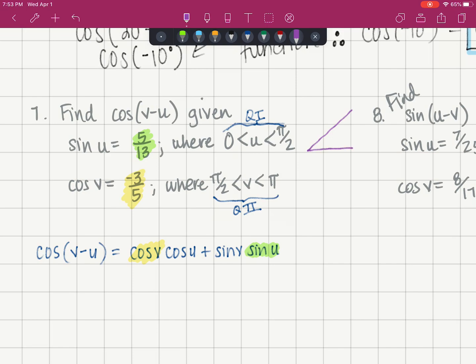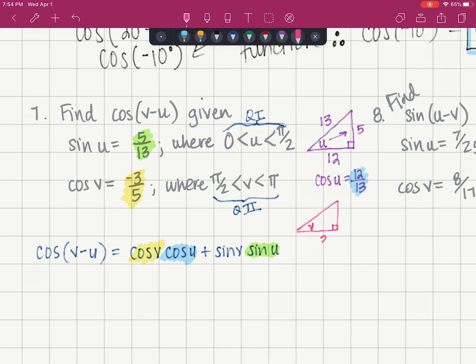However, if I know that the sine of u is 5 over 13, let's just draw a picture. This is u, and sine is opposite over hypotenuse. Then I know that this adjacent side is 12 because it's one of those Pythagorean triples. And if the adjacent side is 12, then the cosine of u is equal to 12 over 13. So look at that. I do know what the cosine of u is, which means I'm probably going to be able to figure out what the sine of v is.